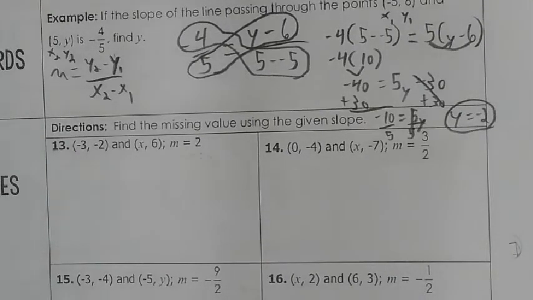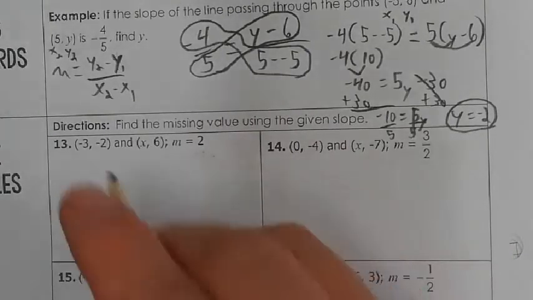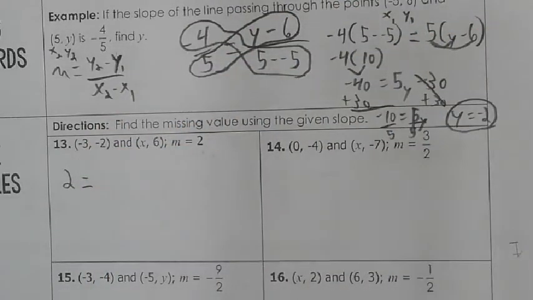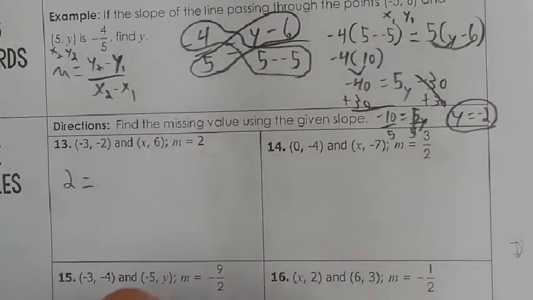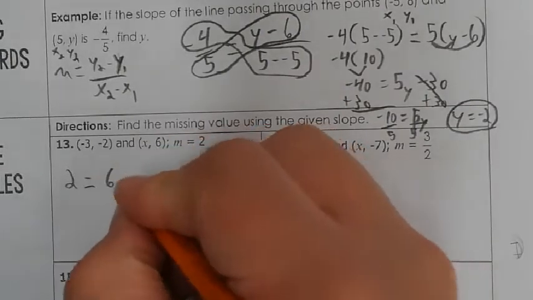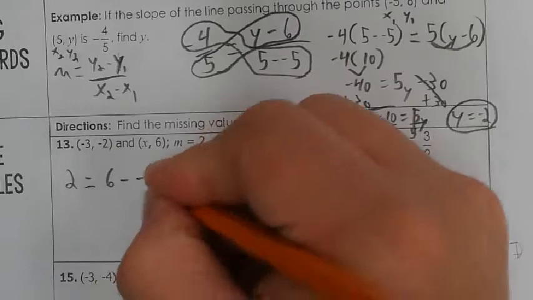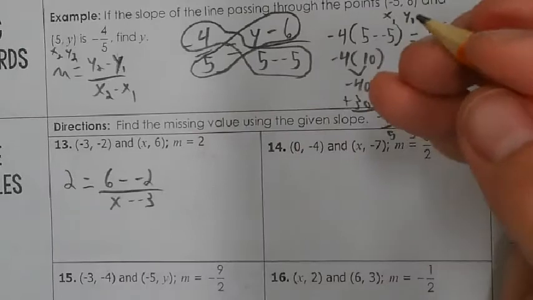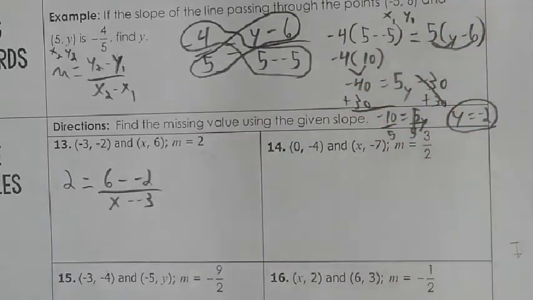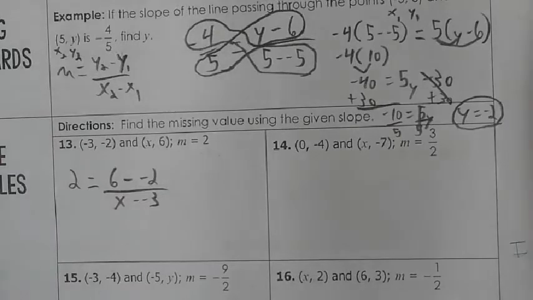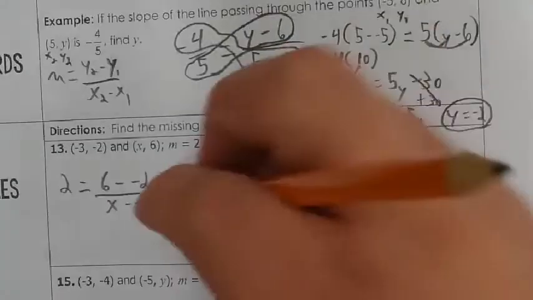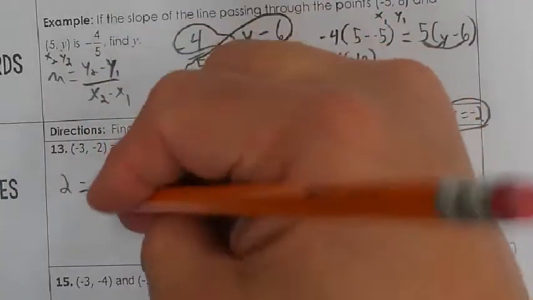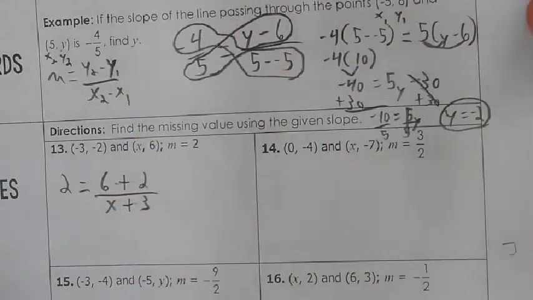So, number 13. We have 2 as our m equals, what's going to go on top? 6 minus negative 2, good, over x minus negative 3. And guys, I don't like seeing this minus and negative. What's the same thing as minusing a negative? Adding. So let's just go ahead and change both of those. Instead of minus and negative, just put plus, because it's easier to look at.